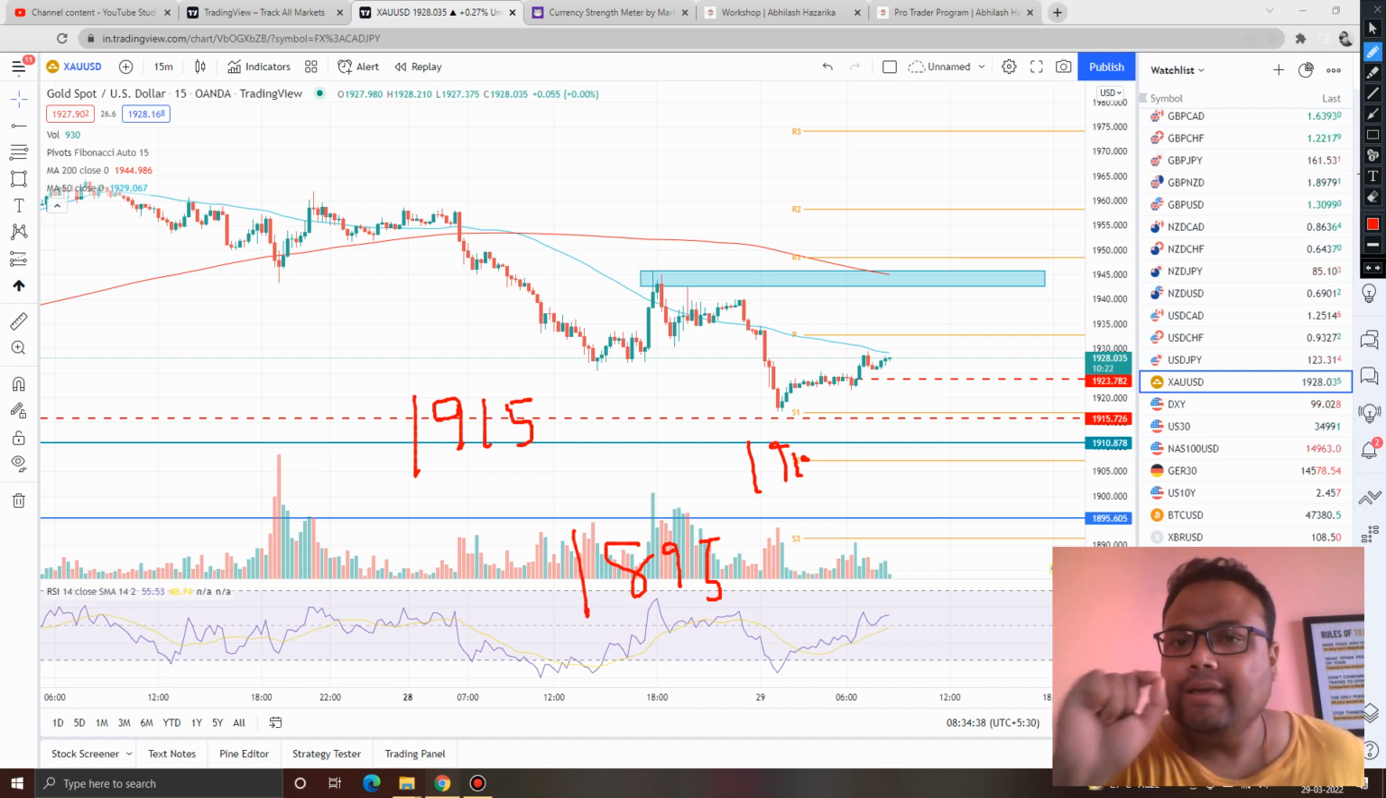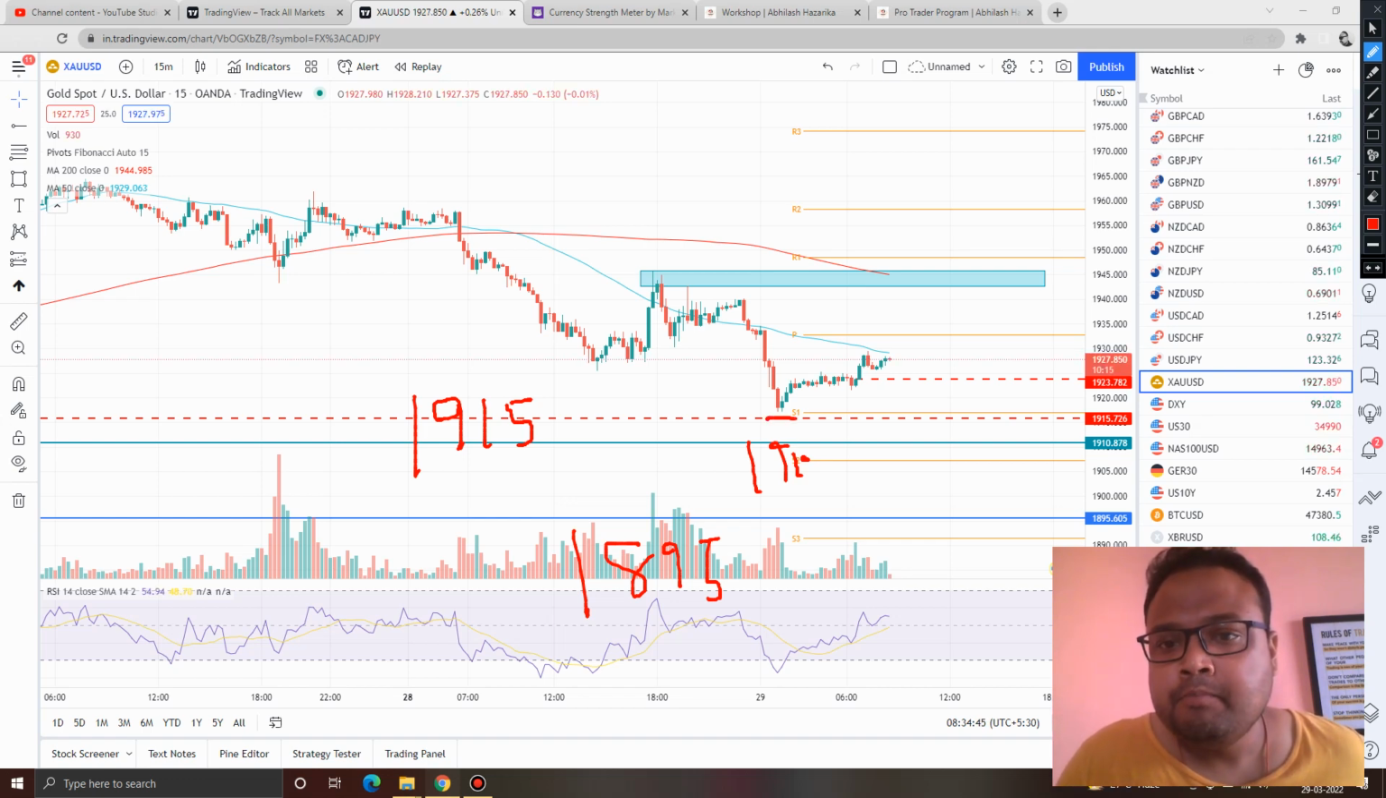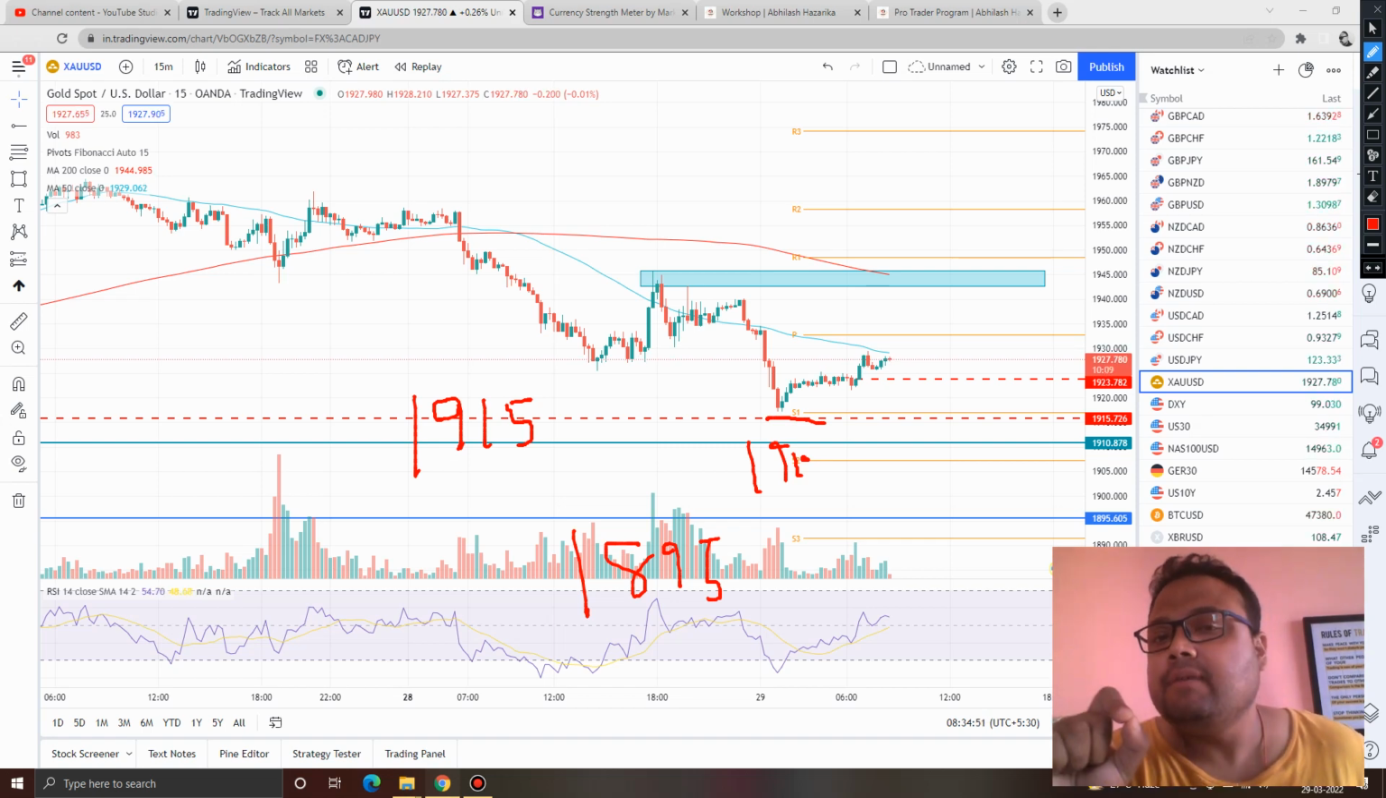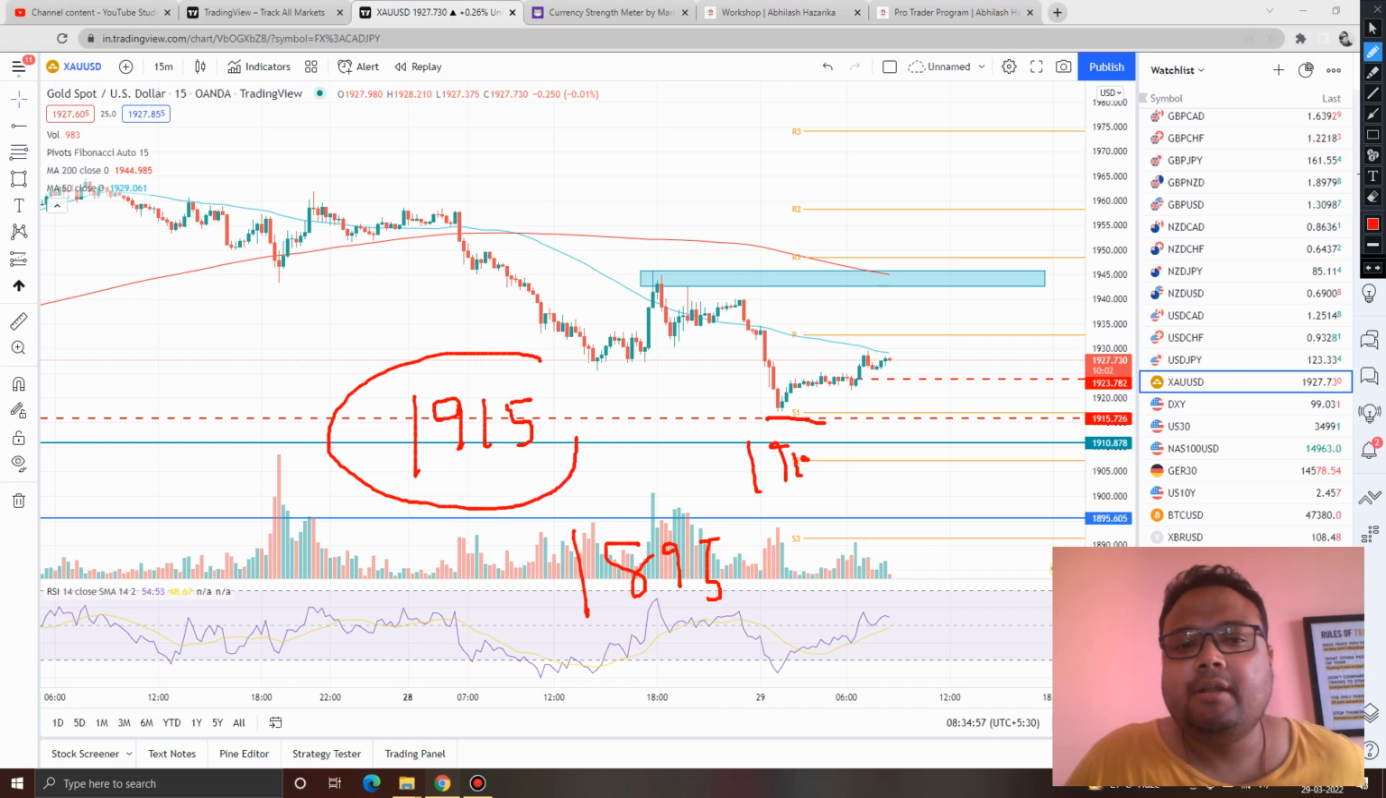If gold comes to the level of 1915, observe the market carefully. If you see gold bouncing from here, you can try to buy. But if gold breaks the 1915 level, you can go for a sell. Target will be 1910.